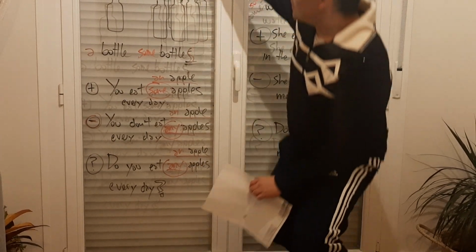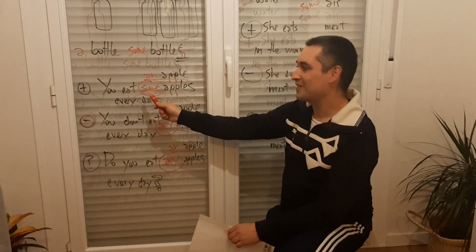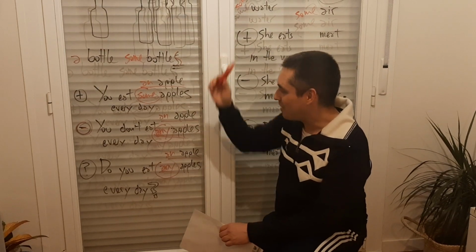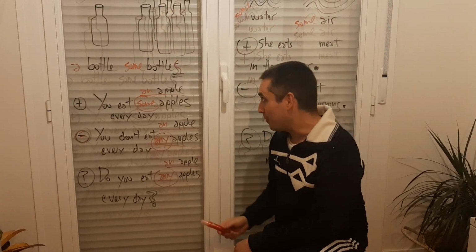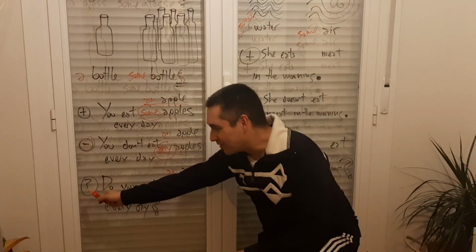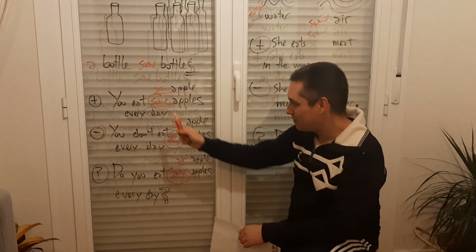So, countable, positive, plural, some apples. Countable, negative, plural, any apples. Countable, interrogative, plural, any apples. Some, any.